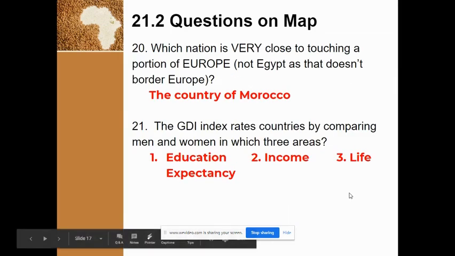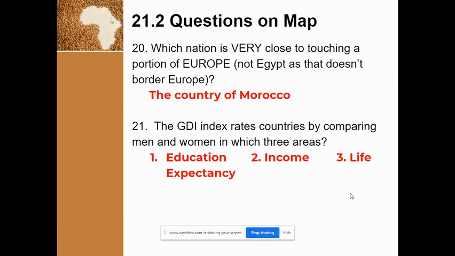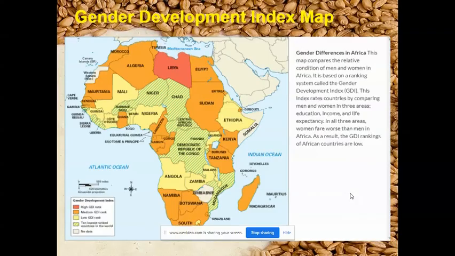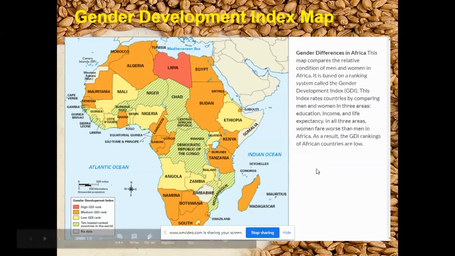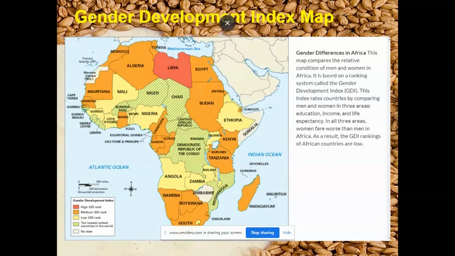Then number 20, which nation is very close to touching a point of Europe? Not Egypt, as that does not border Europe. So we need to go back to our map, and you can see that there are some places that are close, but that is not Europe. Europe is going to be up here. And so because of that, there's really only one area right here that they almost touch each other. So this is Portugal. This is Spain. Way at the tip down here is a place called Gibraltar.